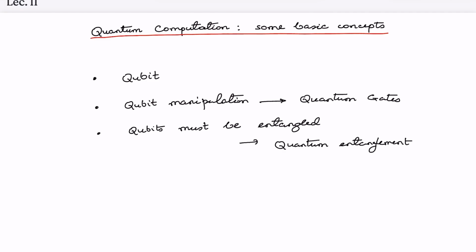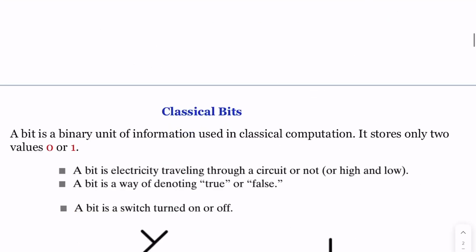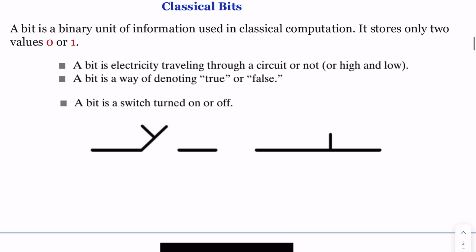Alright, so before I go further, let us quickly revisit classical bits. The basic building block of classical information processing is bits, and a bit, as you know, is a binary unit of information, and it stores only the values 0 and 1.